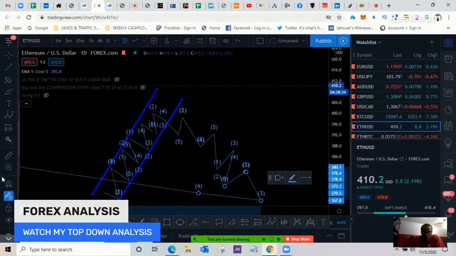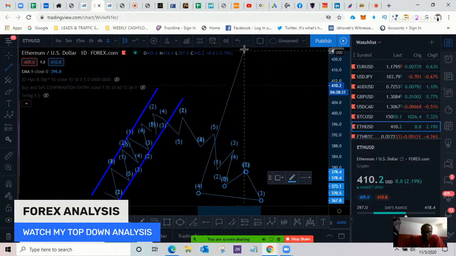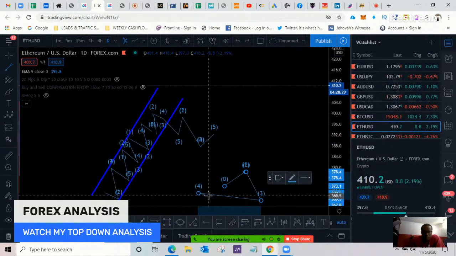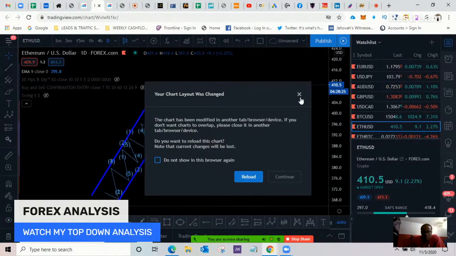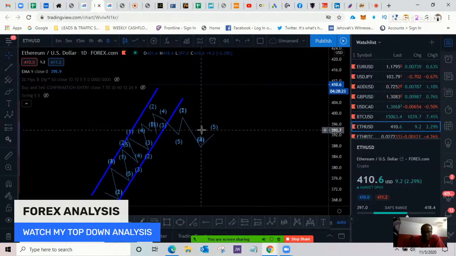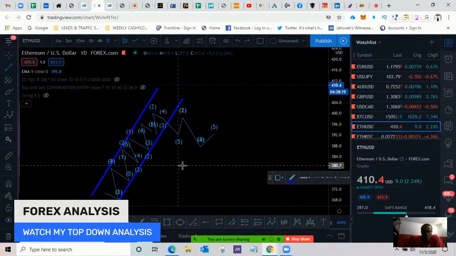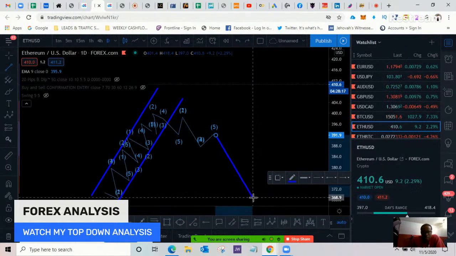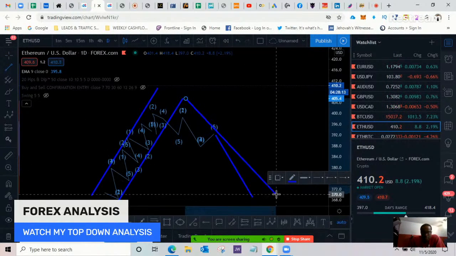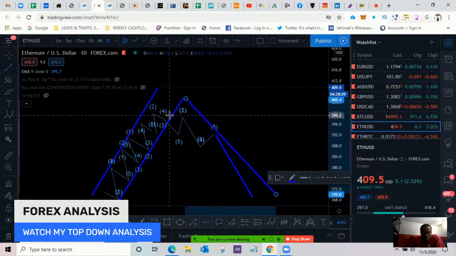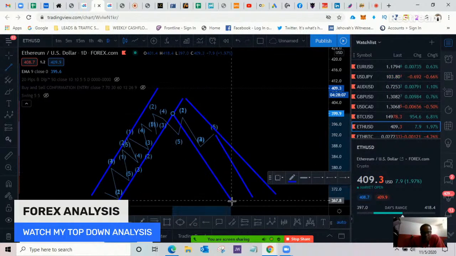So let me do this real quick. Let me turn this off. Didn't mean to do that. Gotta continue. Let me just do this. This is pretty much a downtrend here. I didn't draw it perfectly, but you guys will get the idea. So this is pretty much how a downtrend works.